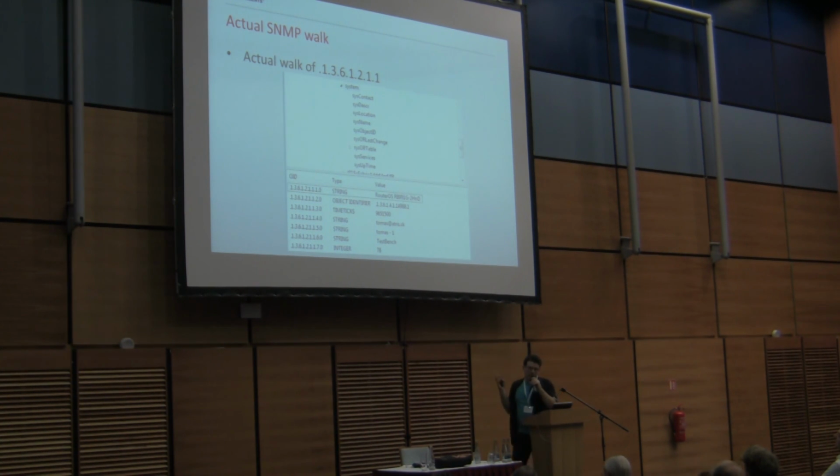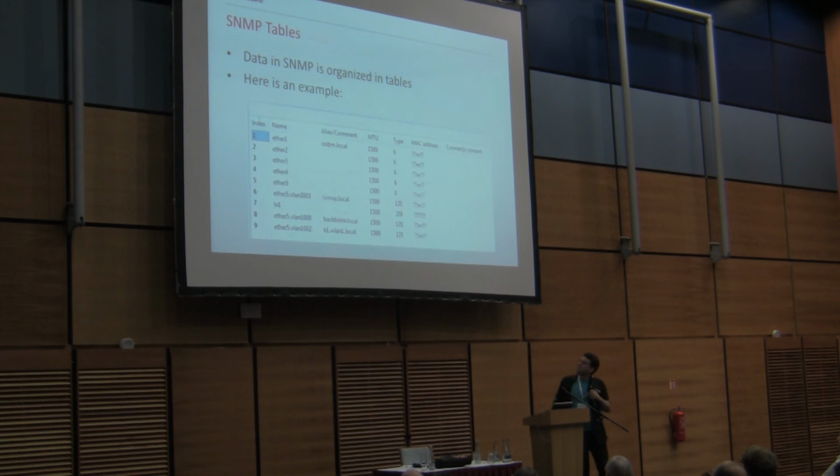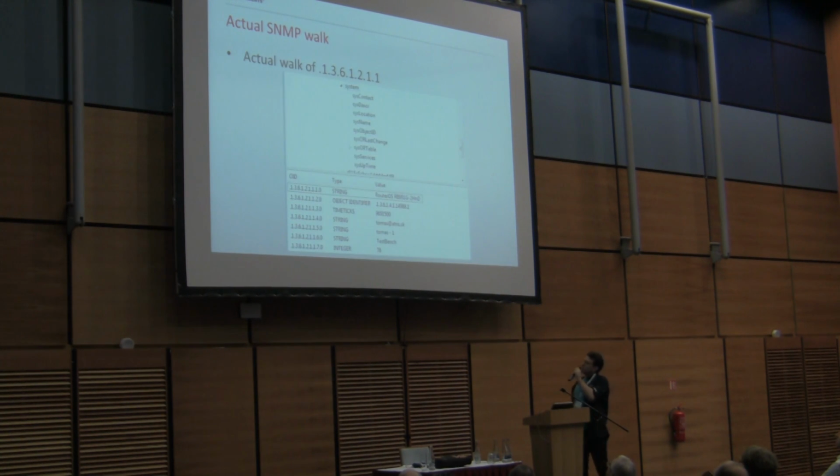What you can see here is simply a walk of this OID, and I have the MIB, so I can see all the information, and this down here is the result of the walk giving me the actual data or information about the device. All right, so that's SNMP basics.